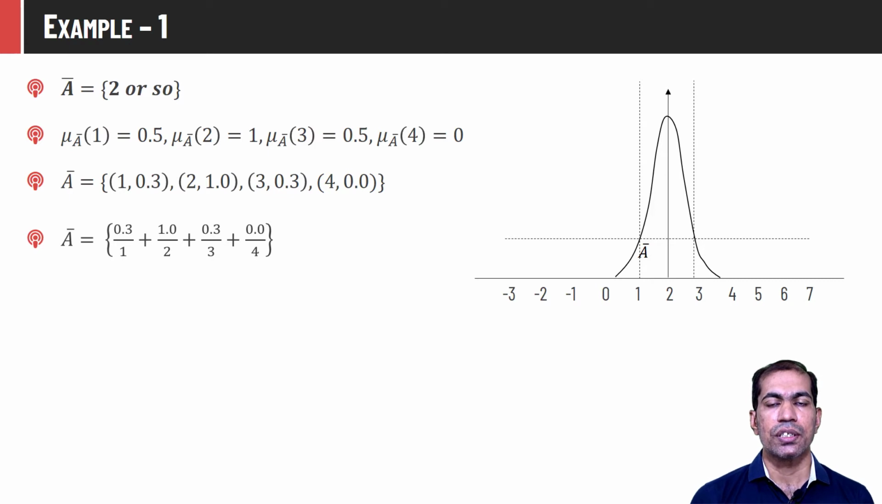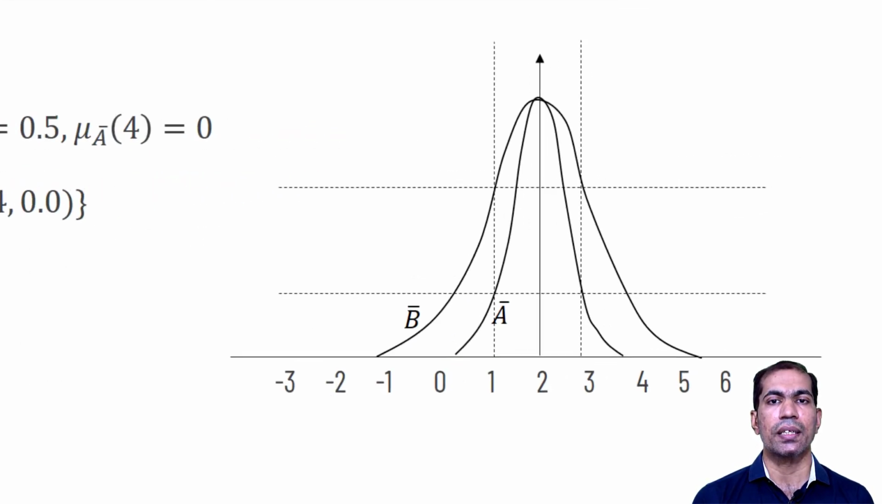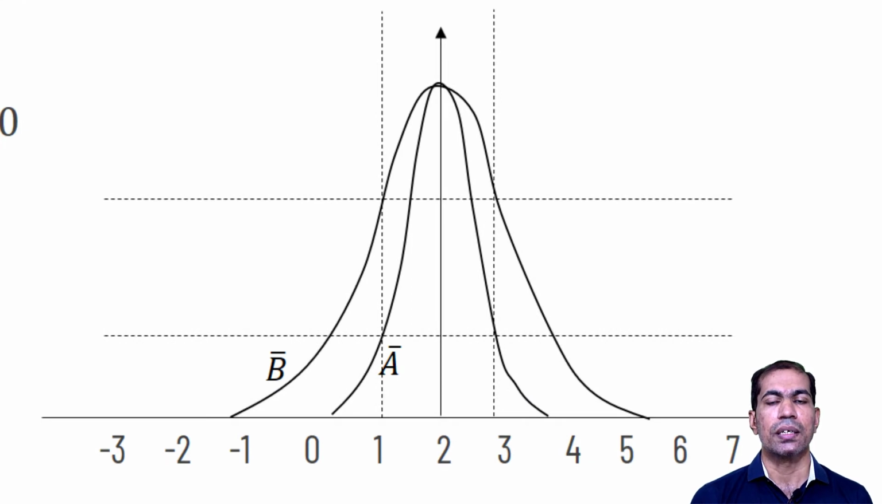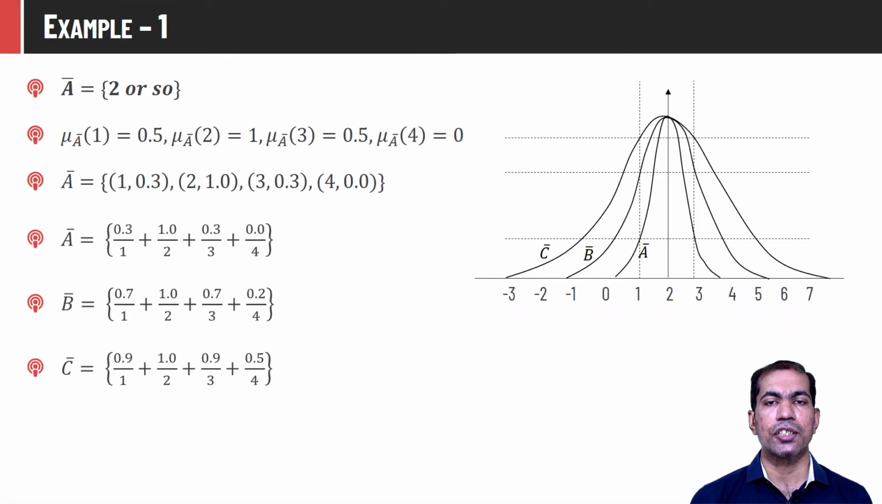If I change the shape of this function by increasing the spread of this Gaussian distribution, you can see that the membership value of the same elements 1 and 3, which was previously 0.3, is now increased to 0.7, and the element 4, whose membership value in set A bar was 0 previously, is now 0.2. Similarly, I am again increasing the spread of this function, and the membership value of elements 1 and 3 is now 0.9, and the membership value of element 4 becomes 0.5.